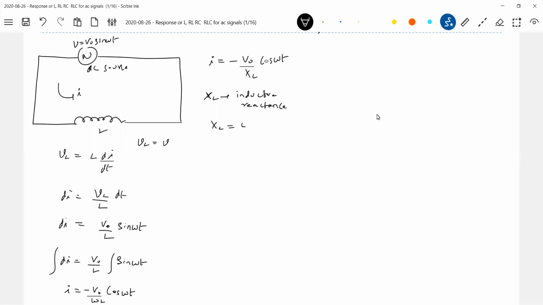So what is XL? XL is equal to omega L, and omega is 2 pi f. Like this, the reactance offered by the circuit depends on frequency. Okay, let's see what is actually the meaning of this. Yesterday we plotted the graph, no? This is at any time t.